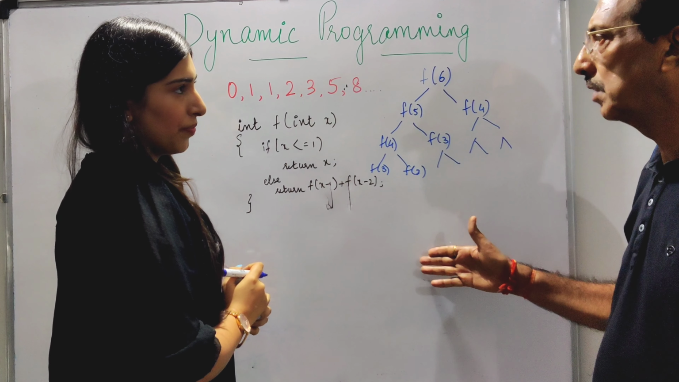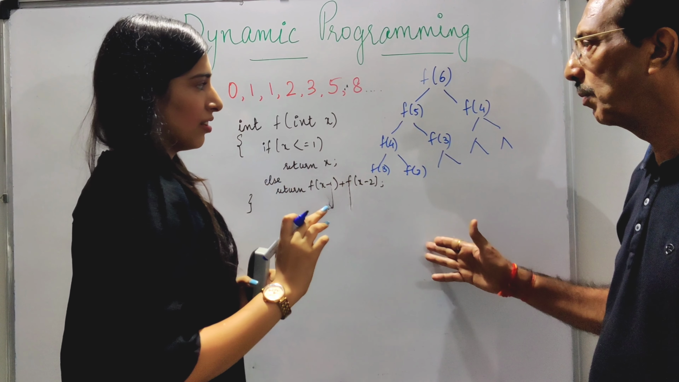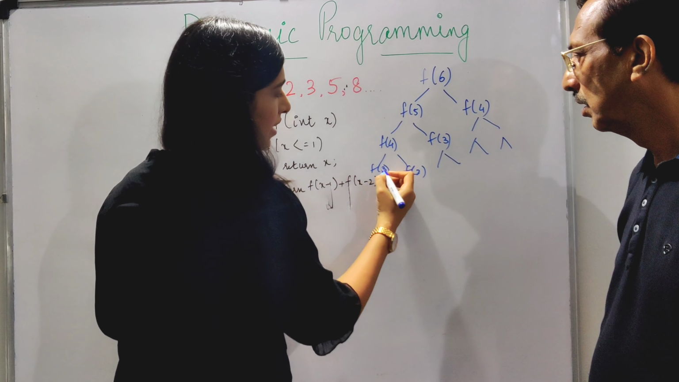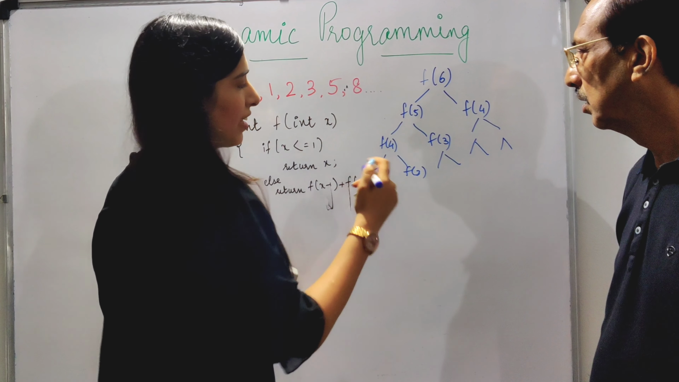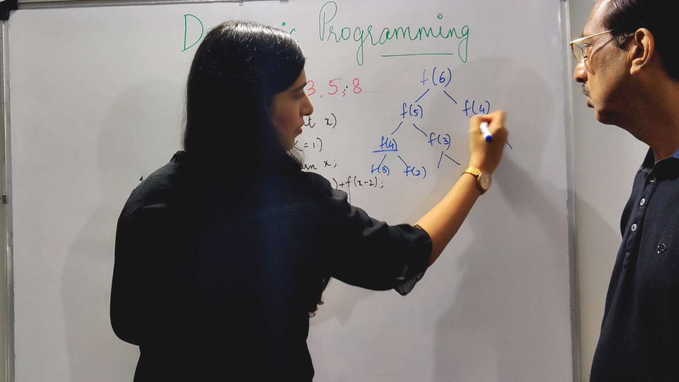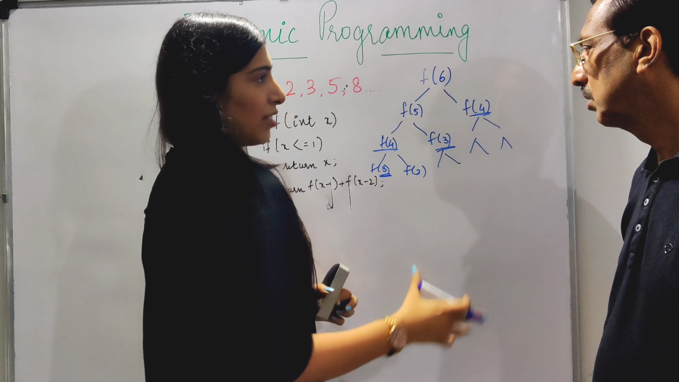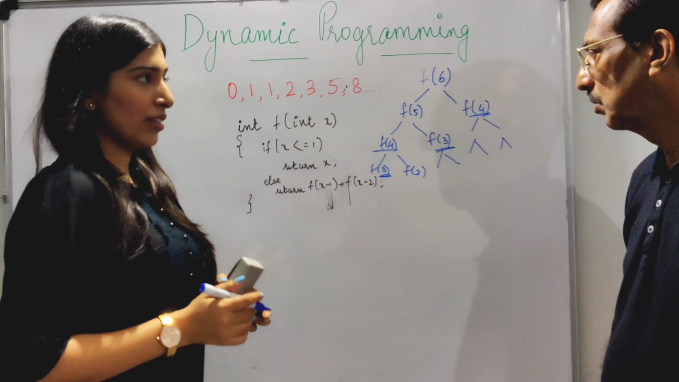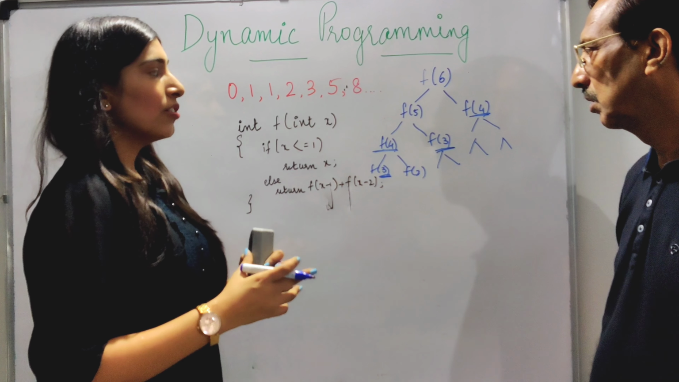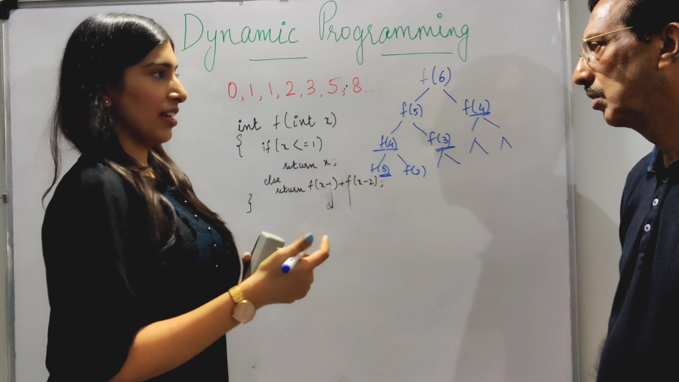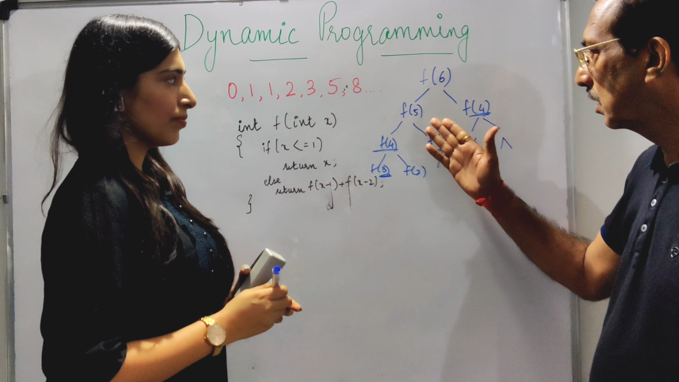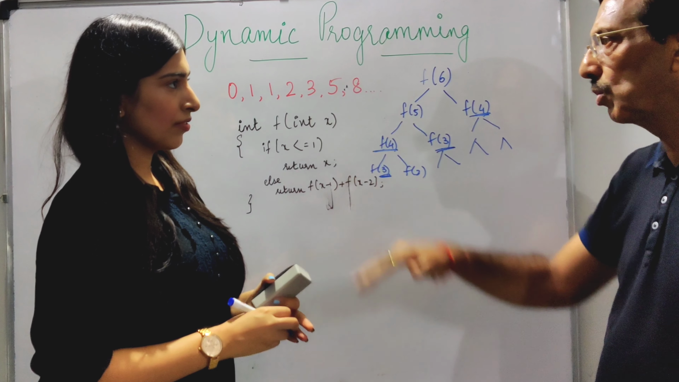This increases the complexity. But what is the problem? The problem is that we are calculating some things again and again. F of 4, f of 3, f of 3. Similarly, f of 2 you will find in multiple places. F of 1 you will find in multiple places. So the same thing you are calculating again and again. But we can do one thing: calculate once and get it stored somewhere.